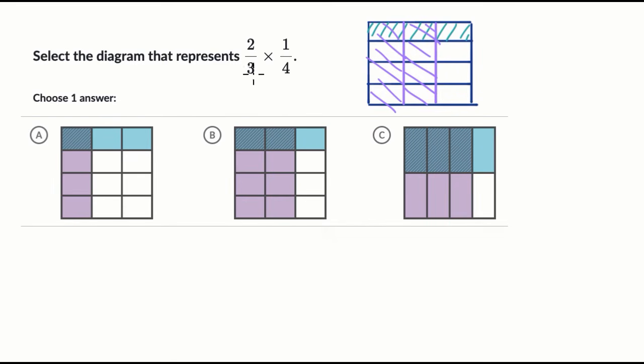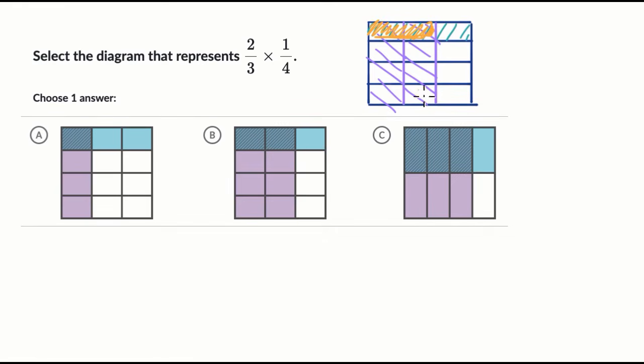And if I wanted to know what 2/3 times 1/4 is, or what 2/3 of that fourth is, I would look at where they're overlapping. So I could see here that 2/3 of that 1/4 are these two right over here, these 2 squares, I should say. And we could calculate what those actually are.